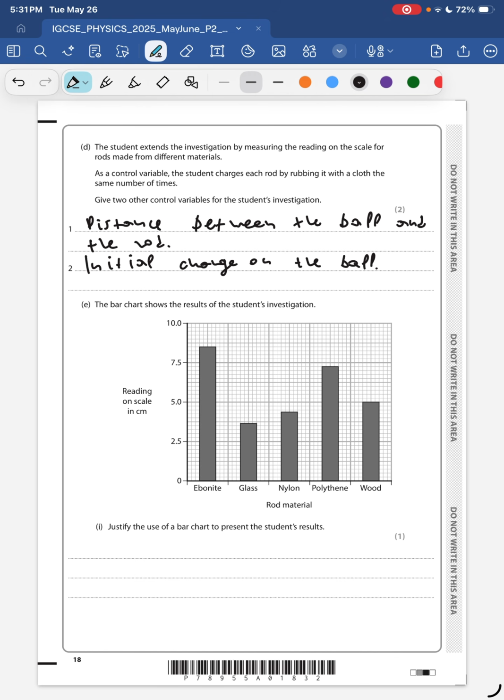Okay, part E, the bar chart shows the results of the student's investigation. Justify the use of a bar chart to present the student's results. So the material is a categorical variable pretty much, right? And a categorical variable is anything that takes a range of values. So iron, silver, copper, ebonite, glass, nylon. Okay, so those are categorical variables. Good, very good, terrible. Okay, so these are also categorical variables and so on. Okay, so a bar chart is perfect for that.